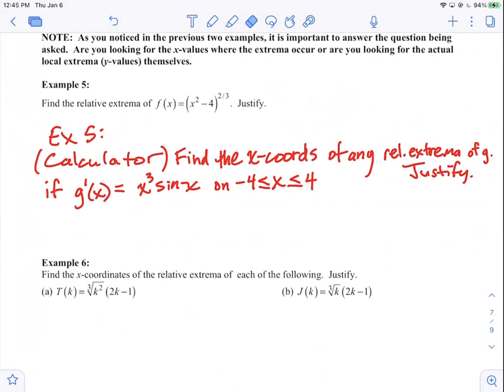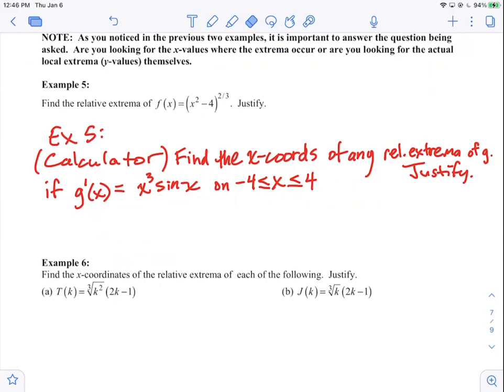Calculator permitted. Find the x coordinates only of any relative extrema of the function g, okay? And you're like, g, what is g? If g prime is x cubed sine of x on the interval from -4 to 4. Okay. So I don't know the function g, but I do know its derivative.